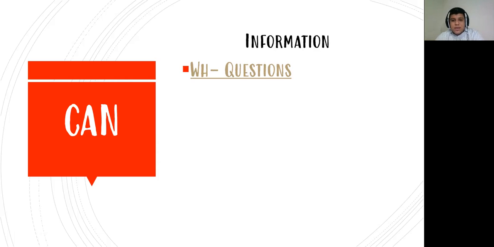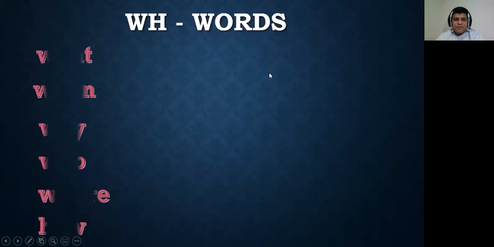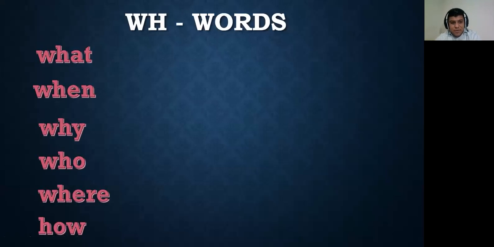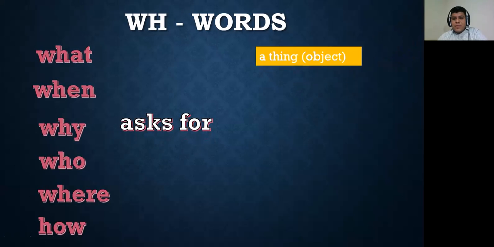Yeah, because when we talk about can for information, it is important to make a connection with previous knowledge. As in this one, in the WH questions, we have some of them here in this presentation on this slide. We have what, when, why, who, where, and how. Remember that these words ask for specific information. For example, what asks for a thing or an object.